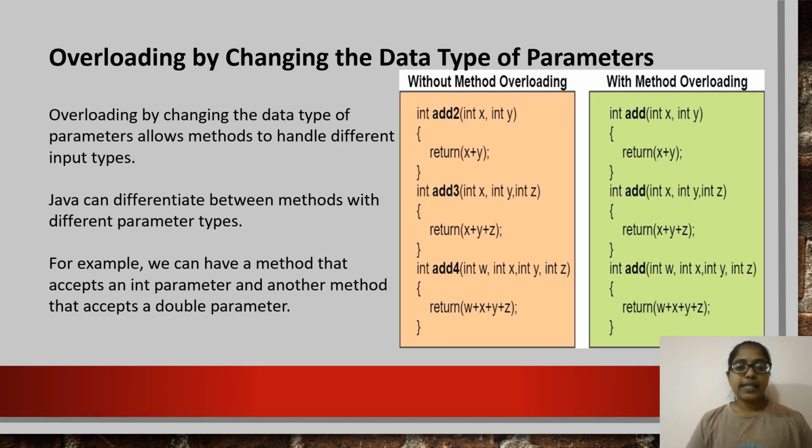Overloading by changing the data type of a parameter. Overloading by changing the data type of parameters allows methods to handle different input types. Java can differentiate between methods with different parameter types. For example, we can have a method that accepts an int parameter and another method that accepts a double parameter. Both cases are examples of overloading by changing the data type of parameters.